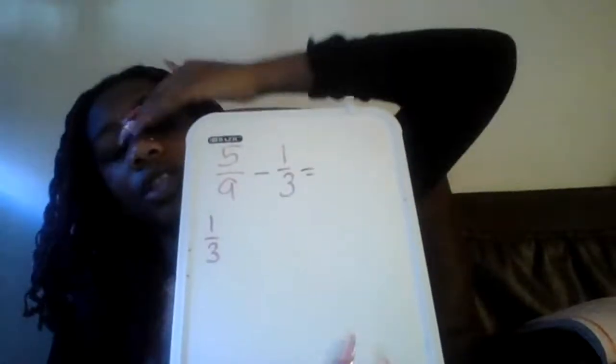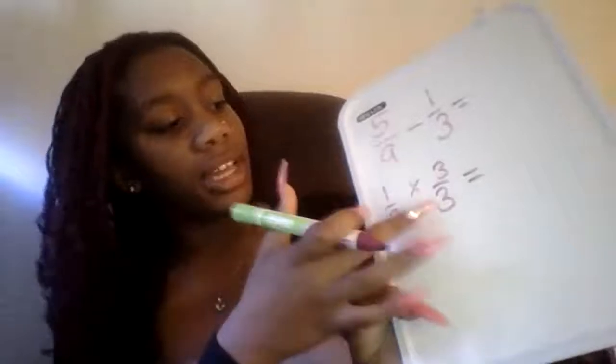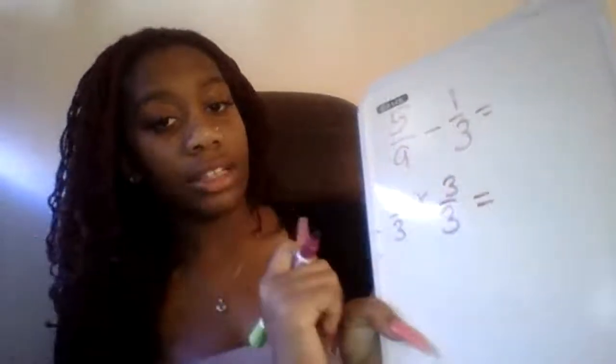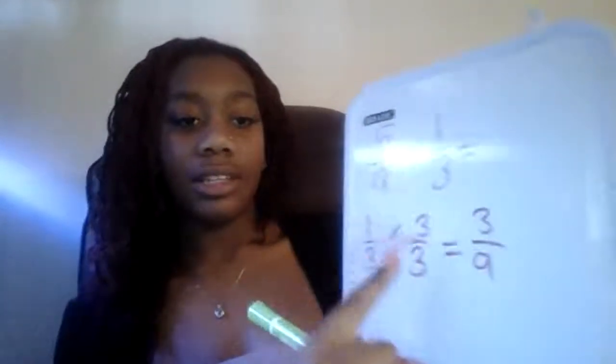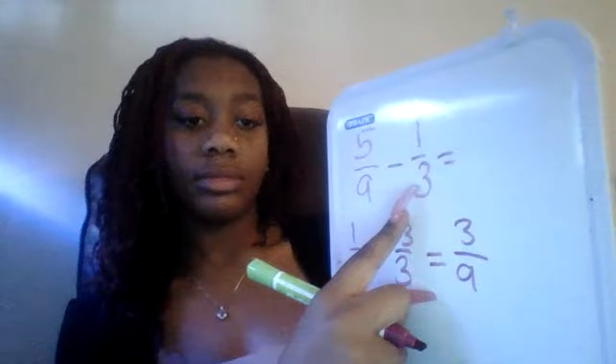Now I have to get this 3 to a 9. And remember, whatever you do to the bottom, you have to do to the top. So 3 times 3 will give me 9. So I'm doing the same thing to the top and the bottom. I multiply the bottom by 3, so I multiply the top by 3. And now we've got 3 over 9. So now I'm going to replace the 1/3 in the original problem, and I'm going to subtract.